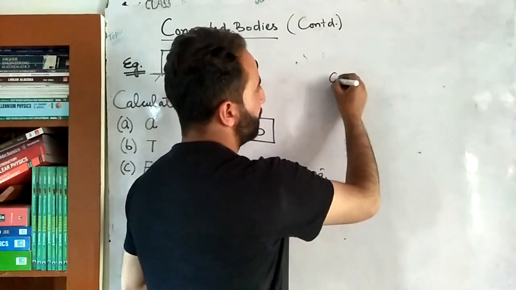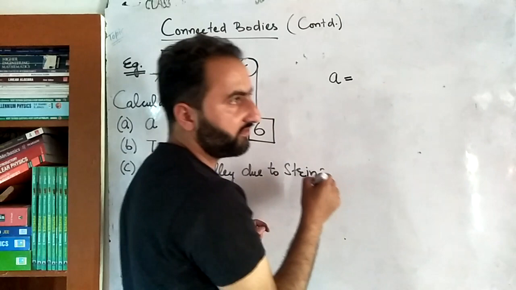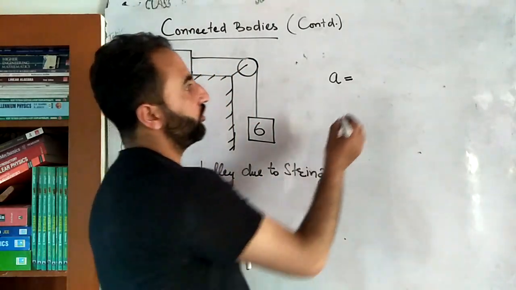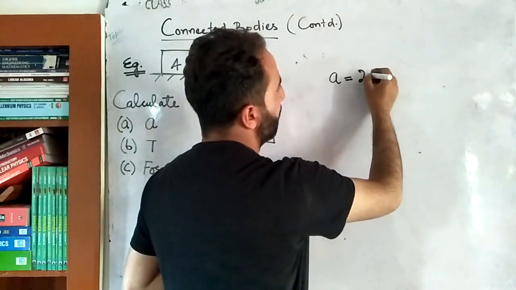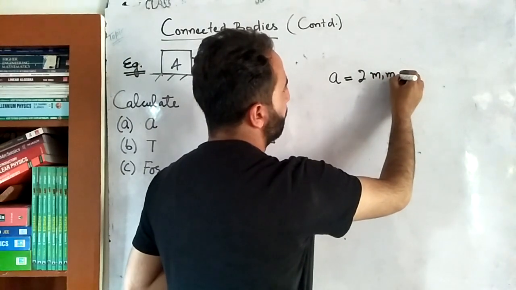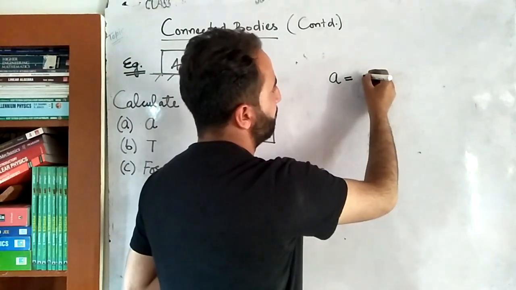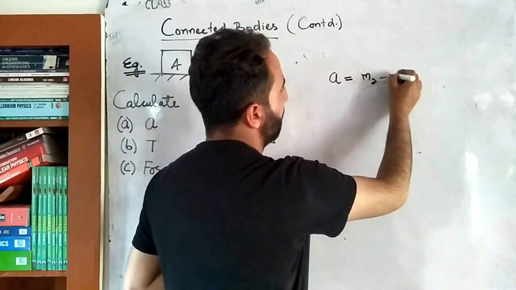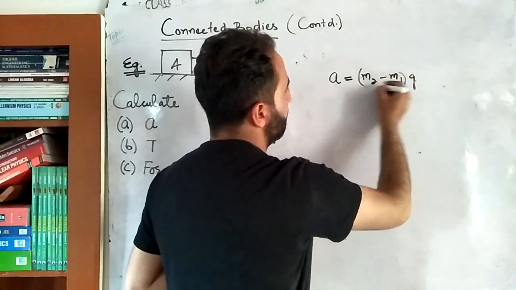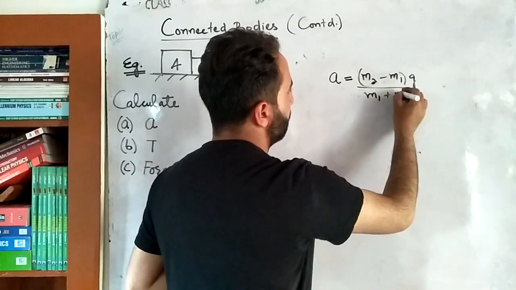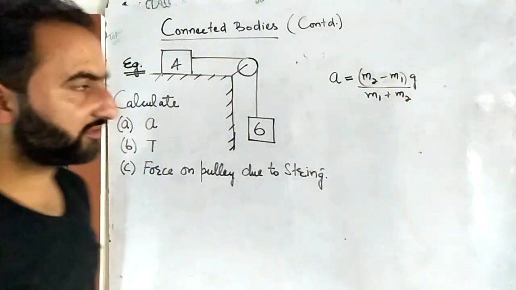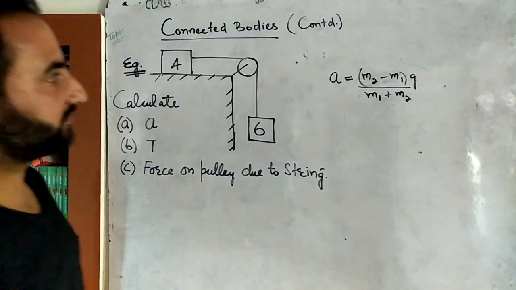that the acceleration of the Atwood's machine is equal to what? Larger mass m2 minus m1, multiplied by g, divided by m1 plus m2. The difference in the masses is divided by the summation of the masses, multiplied by the acceleration due to gravity. That's the acceleration of the Atwood's machine.